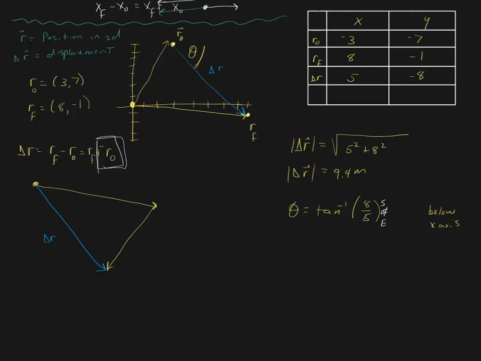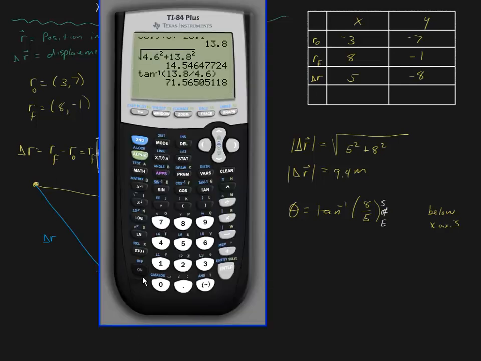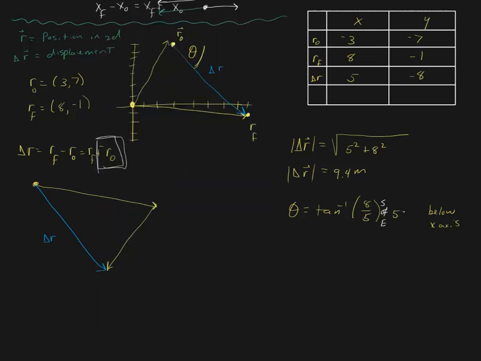Now let's finish getting our direction. So let's get our calculator out. And we're going to do the inverse tangent of 8 over 5. And that's 58 degrees below the x-axis. And more specifically, it's below the positive x-axis.